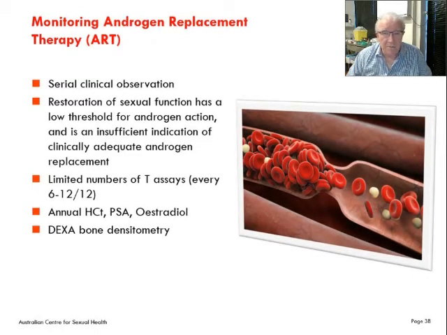Monitoring requires serial clinical observation. The restoration of sexual function will occur at a relatively low change in testosterone and is not a sufficient indicator of adequate replacement. These patients need a limited number of testosterone assays, usually one every 6 to 12 months, and should also have a hematocrit to look at red cell mass, a PSA and an estradiol level. Patients should initially have a bone density study, and depending on the findings, may require treatment and follow-up bone density studies.